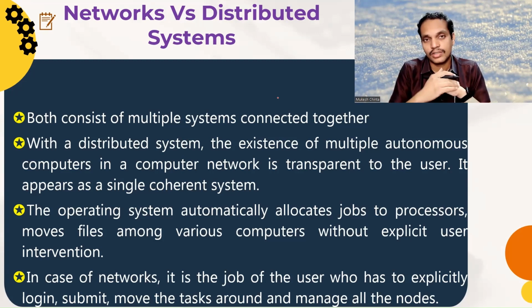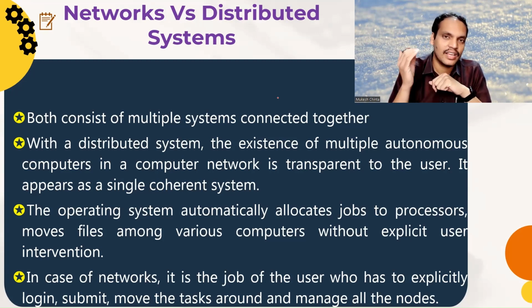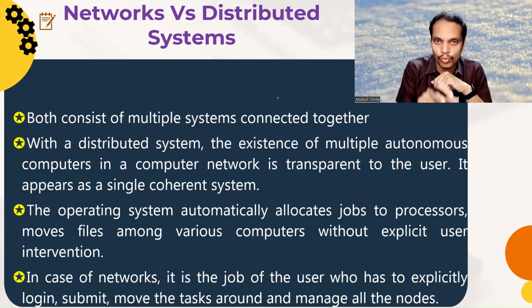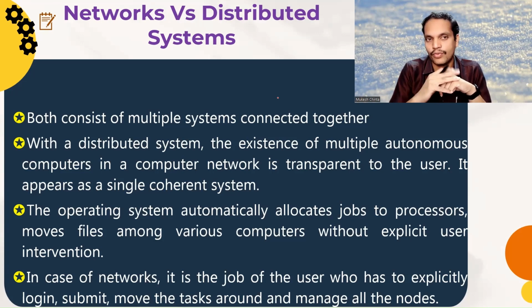But in the case of networks, it is completely the reverse. How many devices are there? How are they connected? Where are they? Everything is known to the user. It is the job of the user. If you want to move a particular file from one place to another, you have to explicitly move it. You have to explicitly give instructions to send and receive. That is one core difference between a computer network and a distributed system.